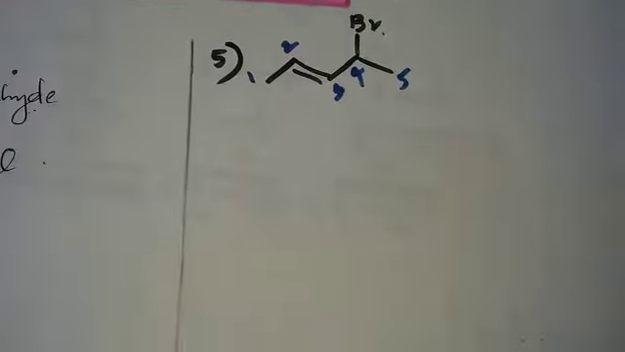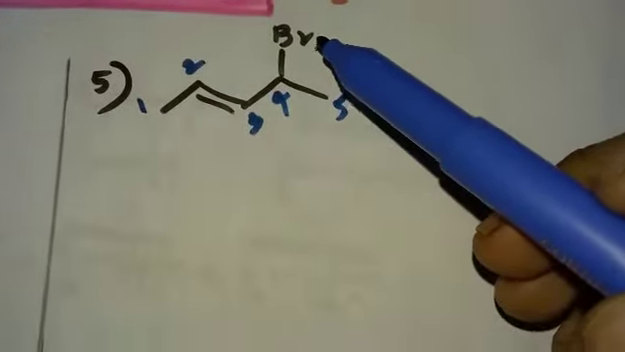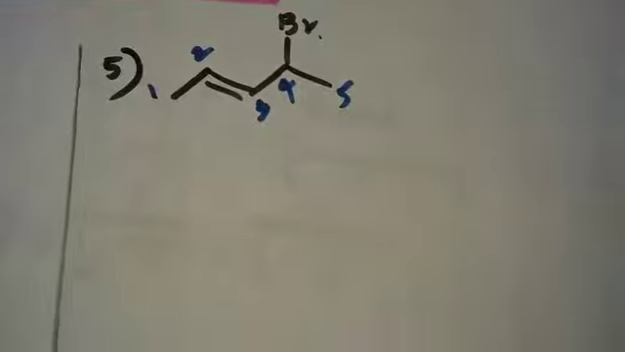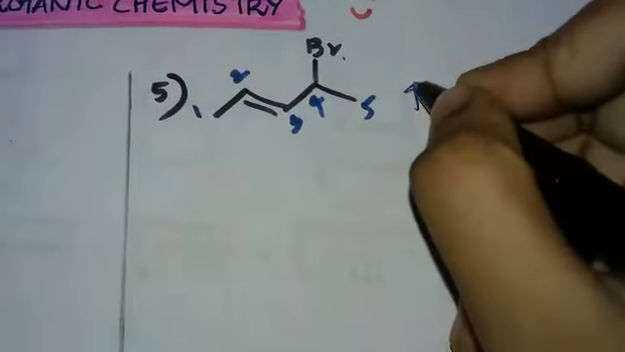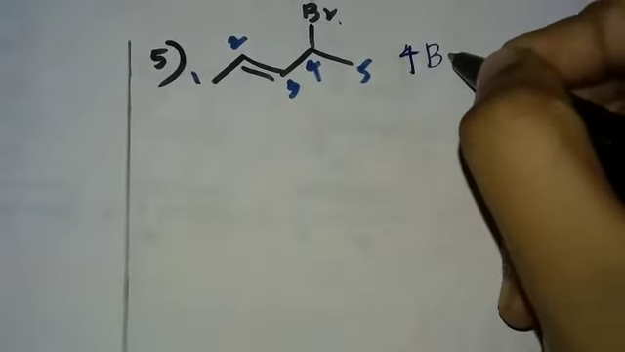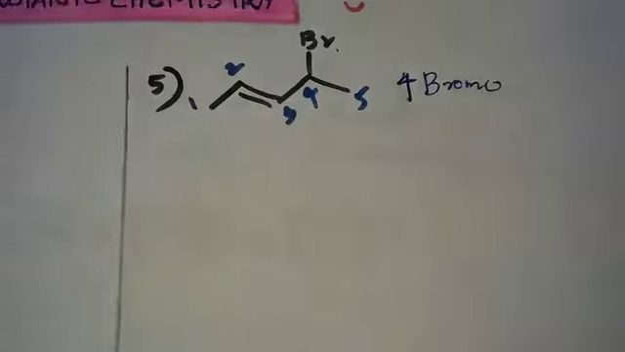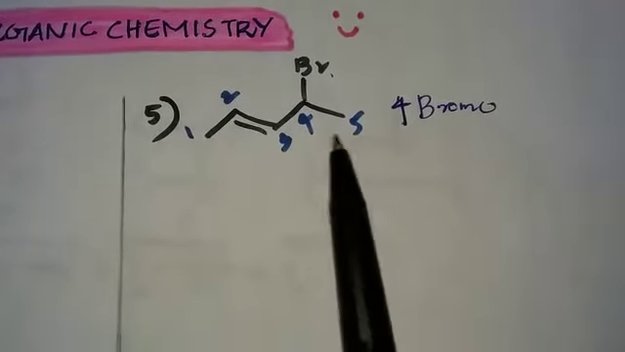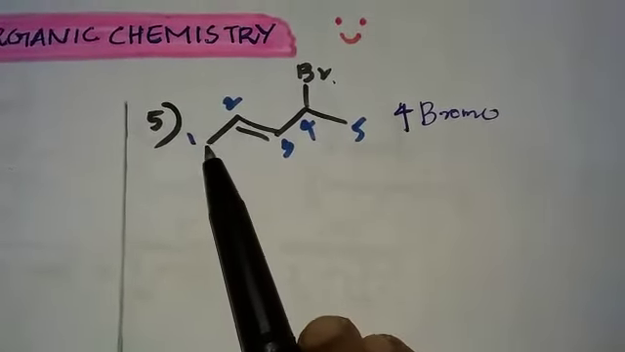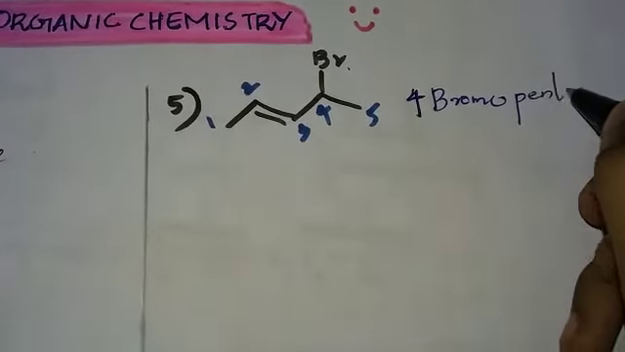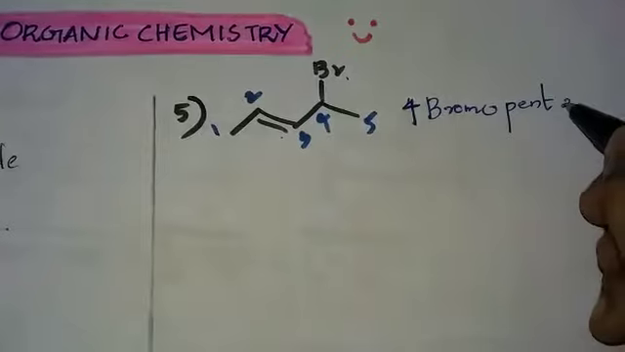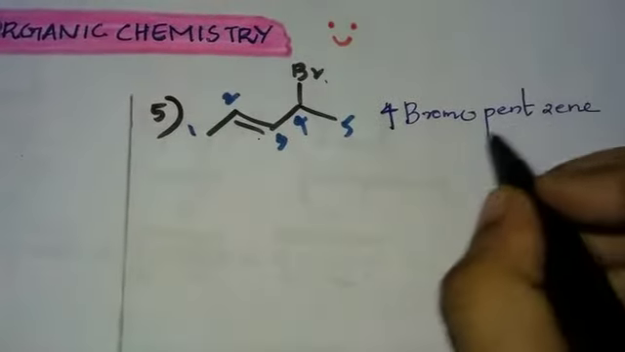So is there any branch, students? Yes, there is a branch. The branch is bromine. The prefix is bromo. How to name it? At the 4th position, there is a bromine. So 4-bromo. The word root is 1, 2, 3, 4, 5, pent. 4-bromo-pent-2-ene.